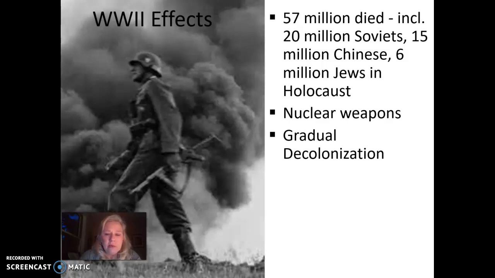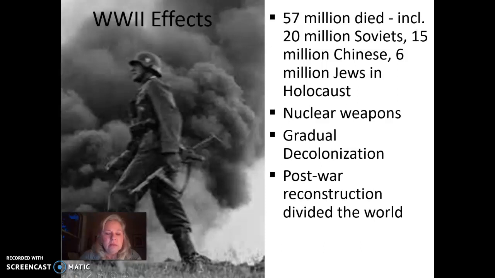After the war, the colonies of Europe are going to gradually decolonize and become independent. And post-war reconstruction really is going to divide the world into, you've maybe heard the expression third world before. Well, the first and second worlds were the United States and the USSR. And the third world was actually a term that was used to describe nations, generally smaller and former colony nations, that were not aligned with either the US or the Soviet Union. And Europe after the war would also become more closely aligned with the US.